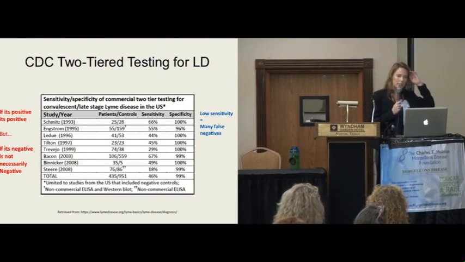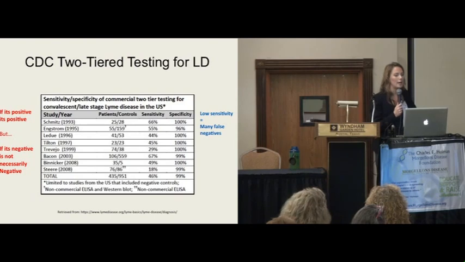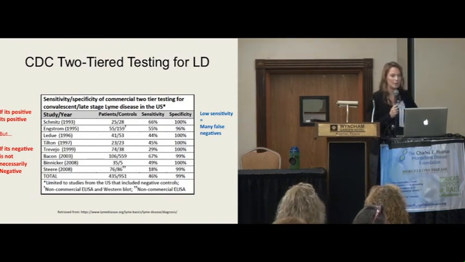So this looks at sensitivity and specificity of the commercial 2-tiered testing in late-stage Lyme disease. These are a bunch of different studies that evaluated it, and you can see the sensitivity and specificity. Specificity looks at false positives, so high specificity is really, really good. Specificity is great for this, but look at the sensitivity.